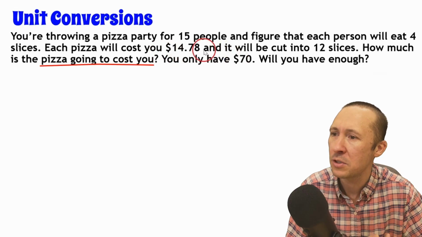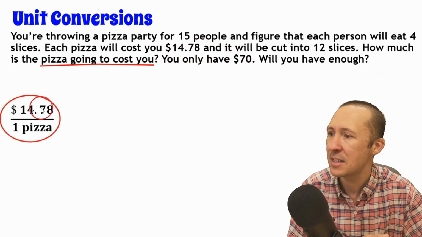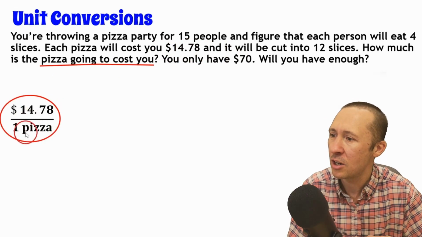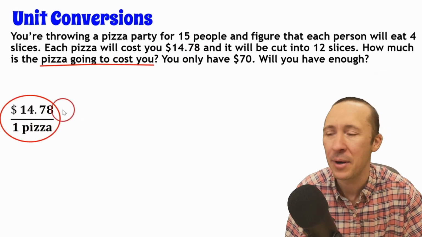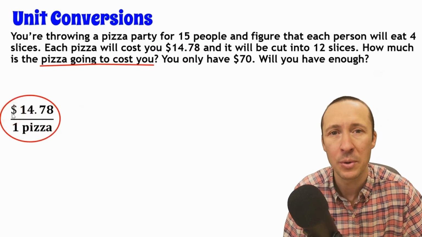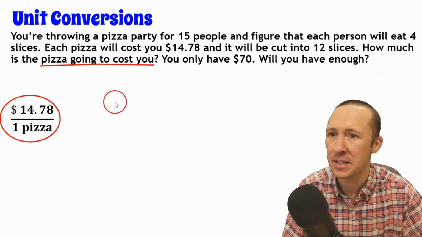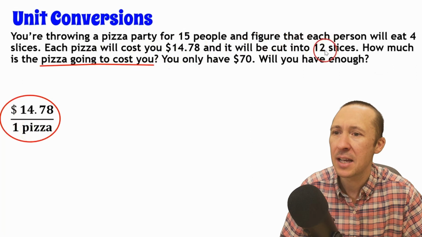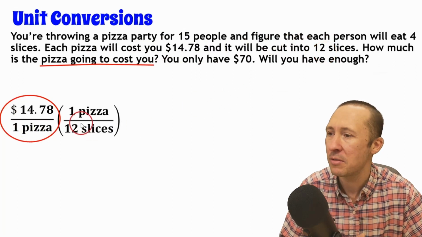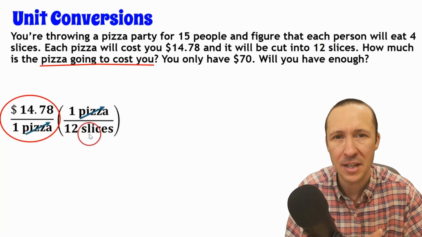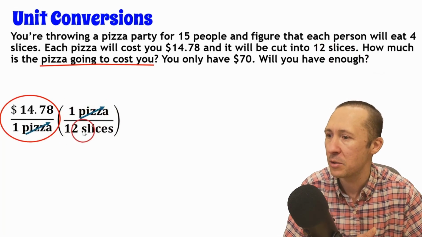We'll start with this $14.78. That's how much it is per pizza. And as long as we cancel out pizza in the right way, then we'll have the unit we want in the numerator right here. Now, pizza, what do we have for pizza? Well, each pizza has 12 slices, so that's what we'll write down here. And we'll put pizza in the numerator so that it cancels out, and we have slices in the denominator, 1 pizza for every 12 slices.